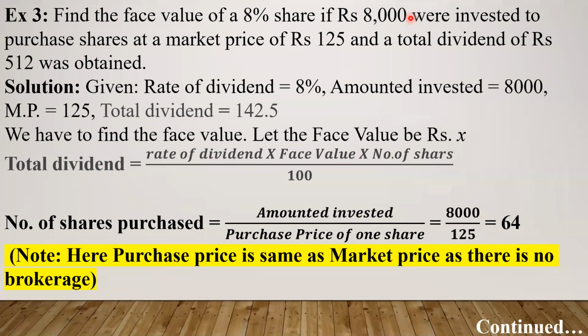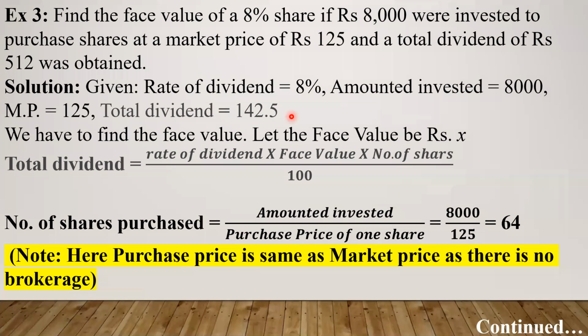If rupees 8,000 were invested to purchase shares, see what is given to you. 8,000 were invested to purchase the share. So amount invested is 8,000. So try to read and write down what is given. 8,000 is the amount invested, at a market price of rupees 125. So what is the market price of the share? It is 125. And how much total dividend is received? A total dividend of rupees 512 was obtained.